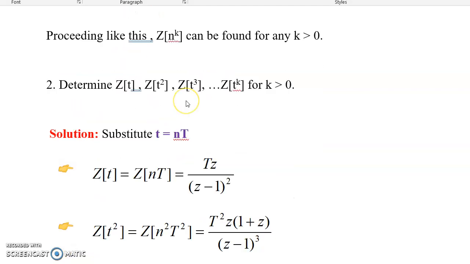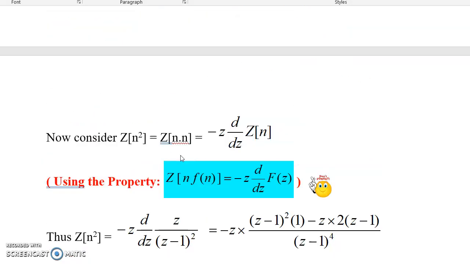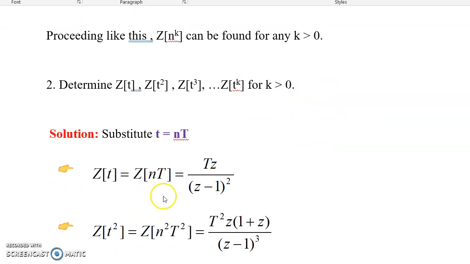Now let us go to the second problem. Find z of t square, z of t cube, etc. And whenever this t format comes, we should remember, t should be replaced as n into capital T, where this capital T is the time period, which is a constant actually. So wherever small t comes, let us rewrite it as n into capital T. And since this capital T is a constant, it can be taken out, and this is going to be z transform of n. And in problem 1, we have got the answer of z transform of n. So this we are going to substitute here.